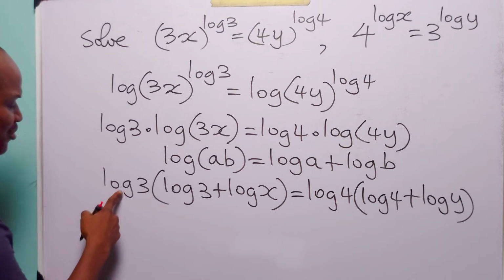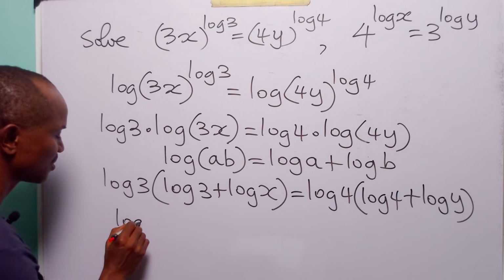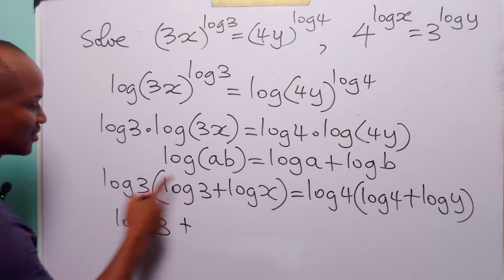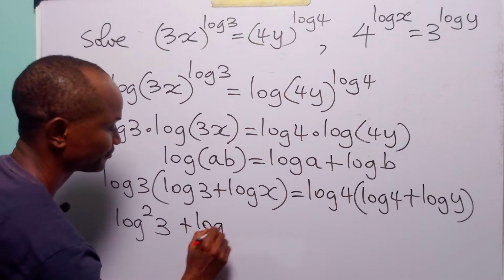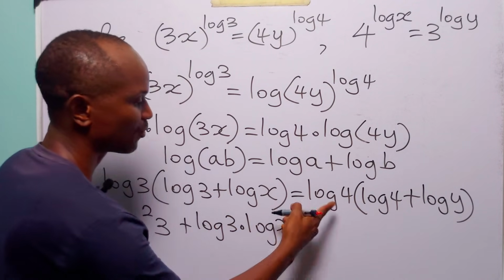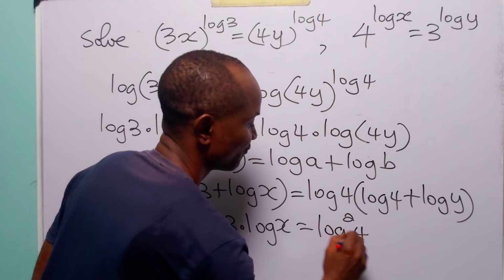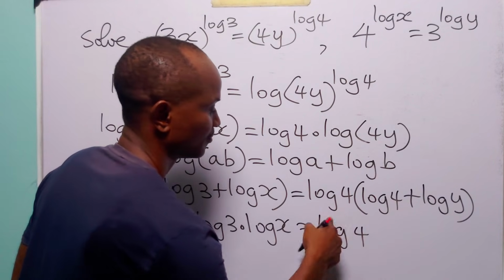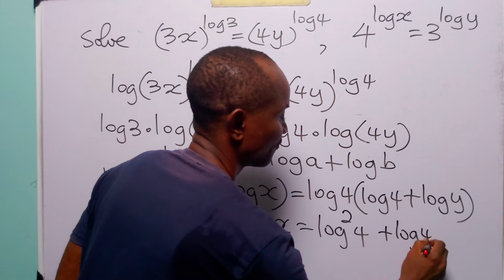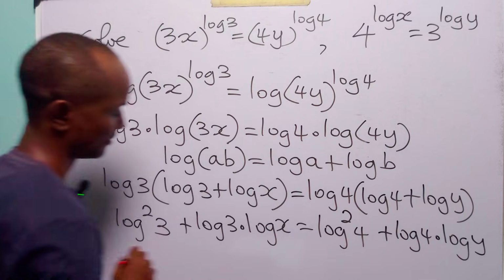Now, when we open this bracket, we have log 3 times log 3, which of course is equal to log squared 3. Then, plus log 3 times log x. And this is equal to log 4 times log 4, which is log squared 4. Plus log 4 times log y.